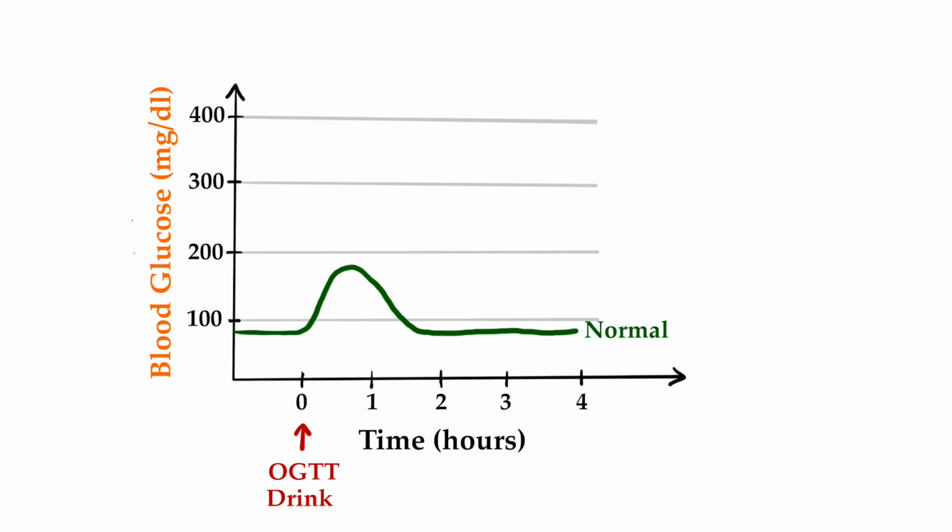So this here is how the blood glucose levels may change in a healthy person with normal glucose tolerance in response to a 75-gram glucose OGTT beverage. Fasting glucose would be lower than 100 milligrams per deciliter. The glucose level would then rise and fall back to under 140 milligrams per deciliter at the 2-hour mark.